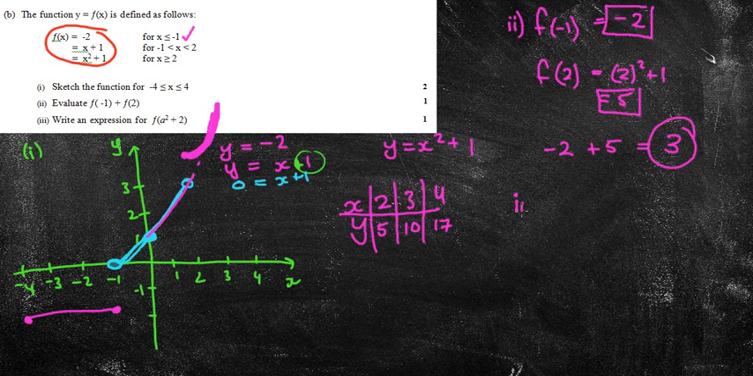Okay, and the last one says to write an expression for the function of a squared plus 2. So although this is worth 1 mark, this is a pretty tough question, because I guess we all know that we need to substitute a squared plus 2 in for the x's, but the problem is we've got 3 functions. Which function do we choose? Do we choose all of them or just one?